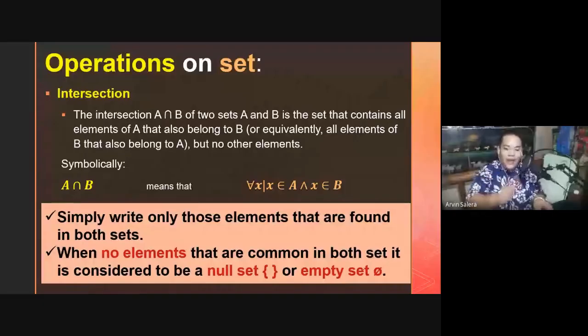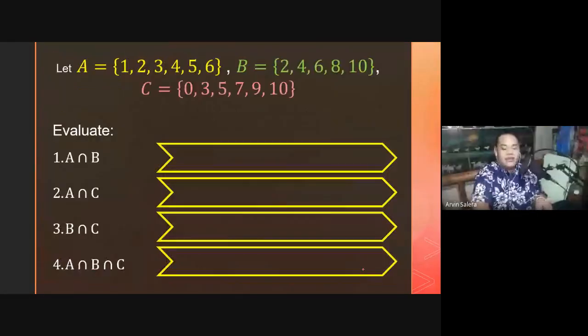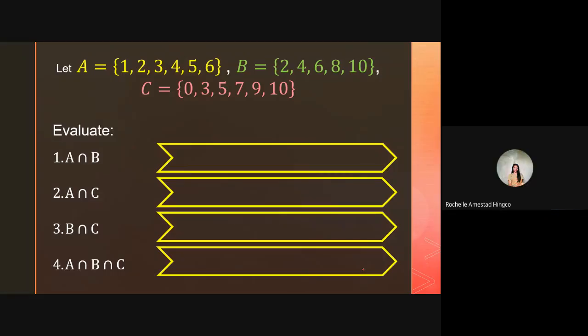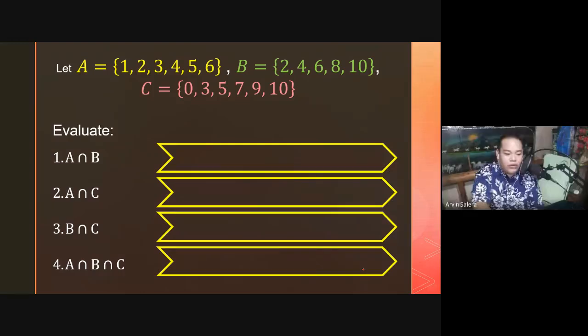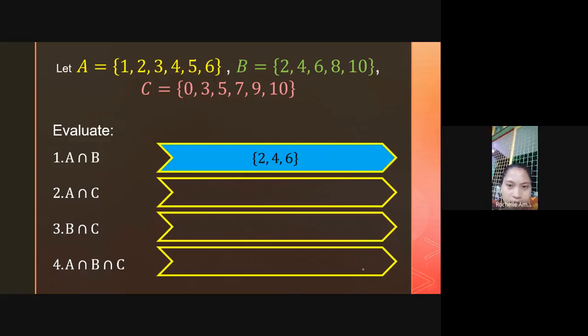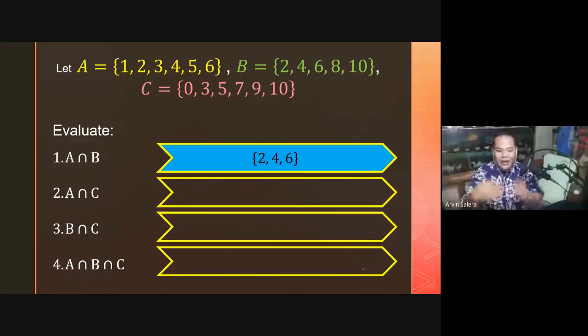For example, A is 1, 2, 3. B is 3, 4, 5. The common element is 3. So, you only write it once in the set. Okay. Example: 1, 2, 3, 4, 5, 6 and 2, 4, 6, 8, 10. The same given. A intersection B. All that are in A and also in B. Those in A that are also in B. What are they? 2, 4, 6. Only 2, 4, 6. Right, the others are not included?